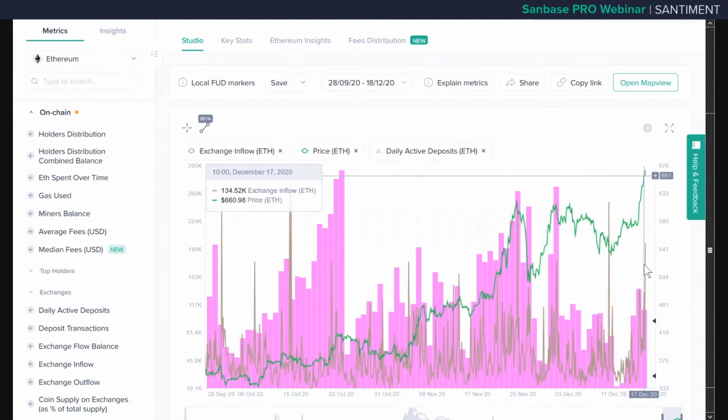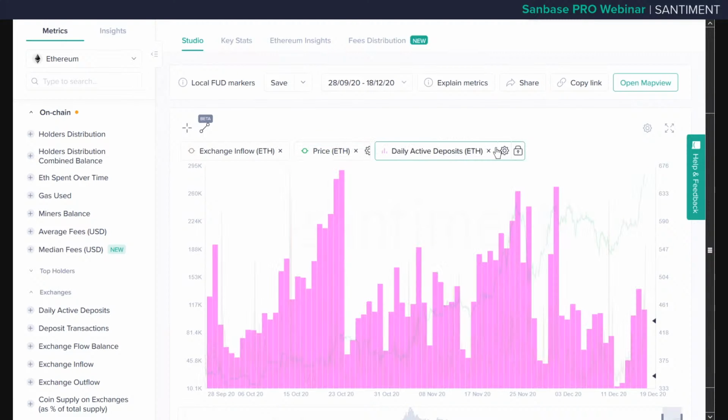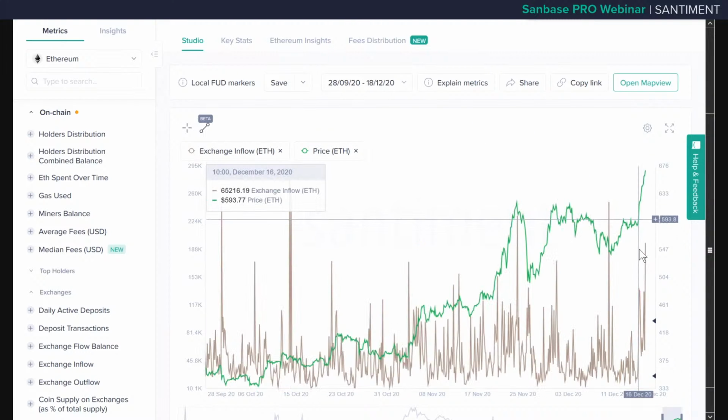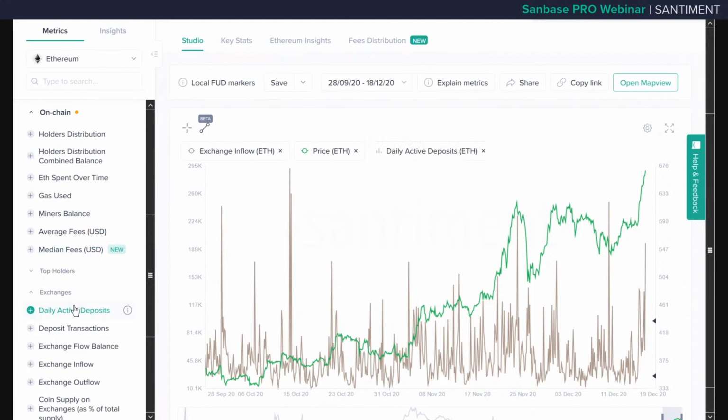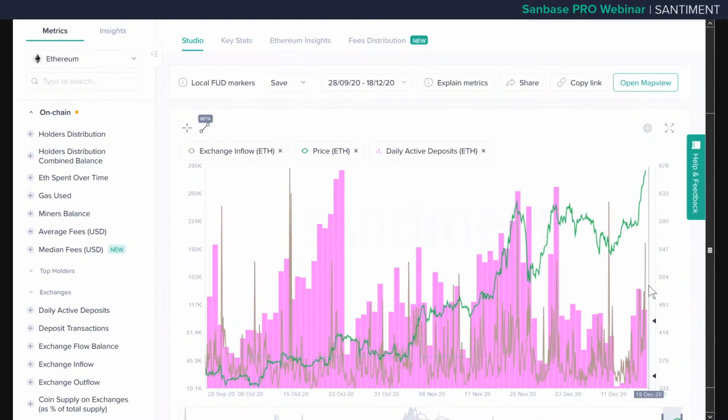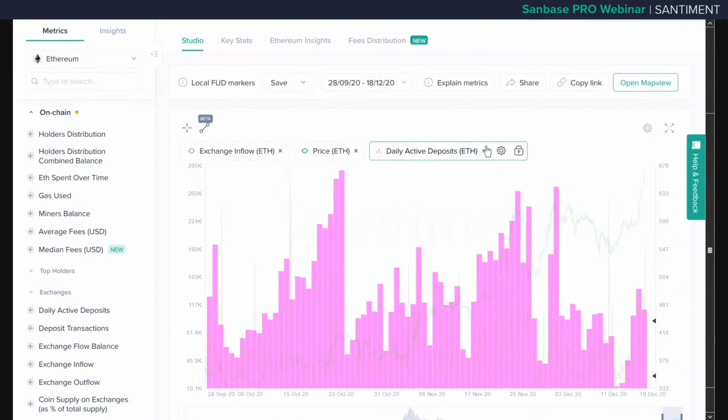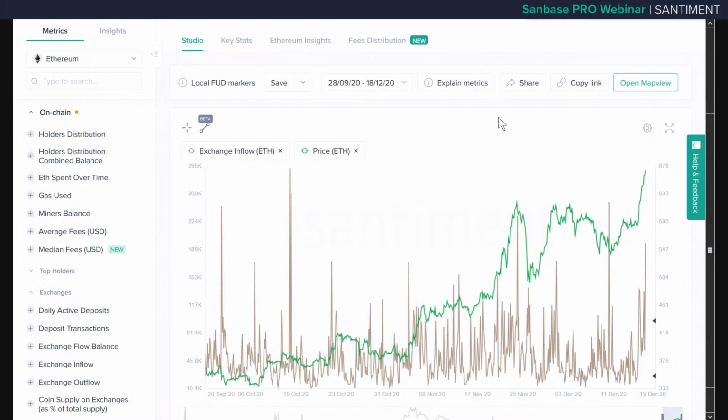And once again, if we are going to do some impromptu market analysis, we are seeing a major rise in Ethereum's exchange inflow at the moment. Might be a bit too early to call it, especially because daily active deposits seem to be lagging a little bit behind at the moment. But these are the yellow flags that you want to look into when analyzing a particular coin.